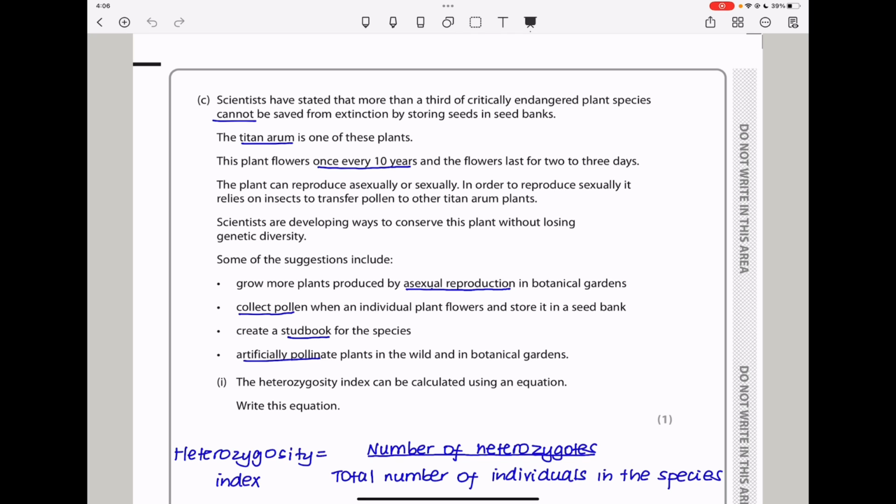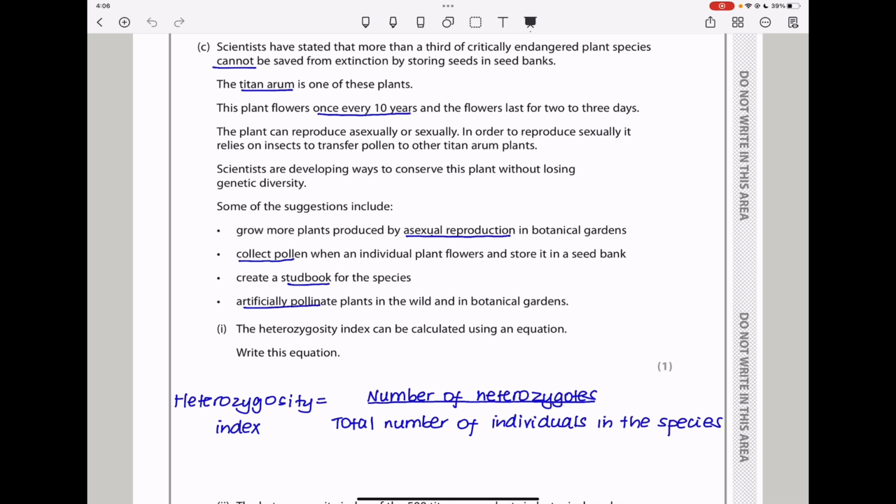Scientists are developing ways to conserve this plant without losing genetic diversity. Some of the suggestions include grow more plants produced by asexual reproduction in botanical gardens, collect pollen when an individual plant flowers and store it in a seed bank, create a stud book for the species, and artificially pollinate the plants in the wild and in botanical gardens.